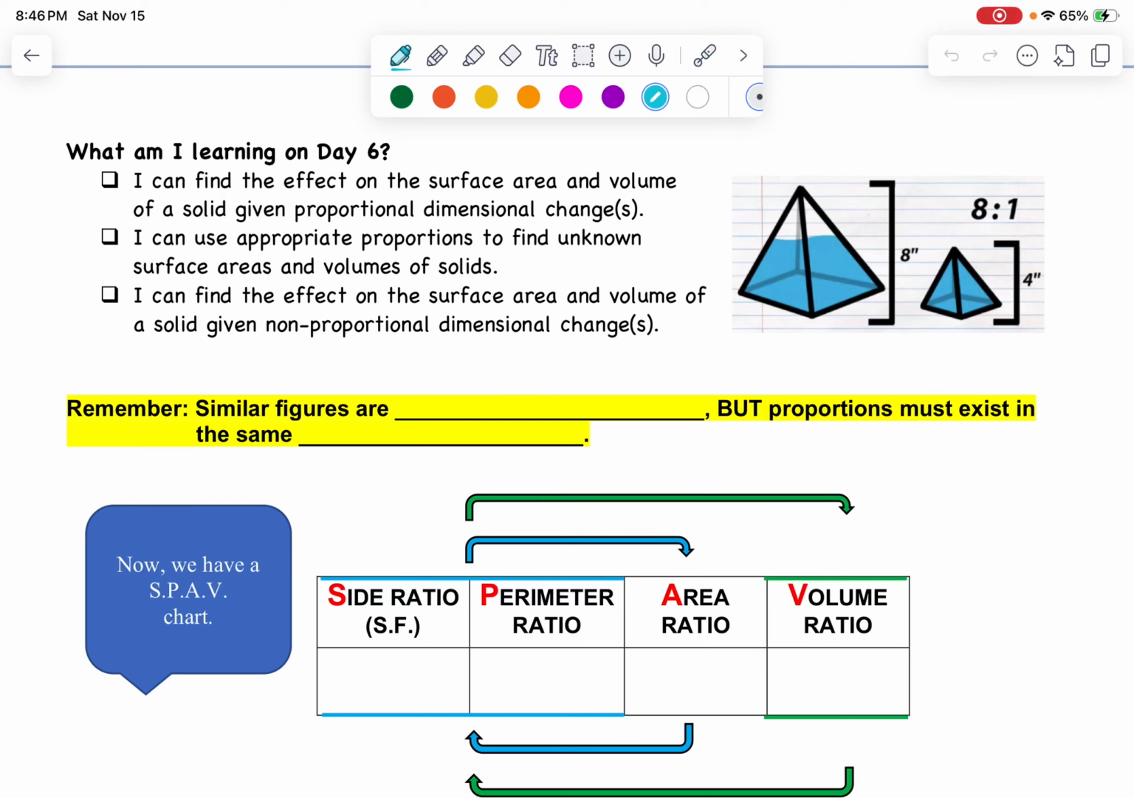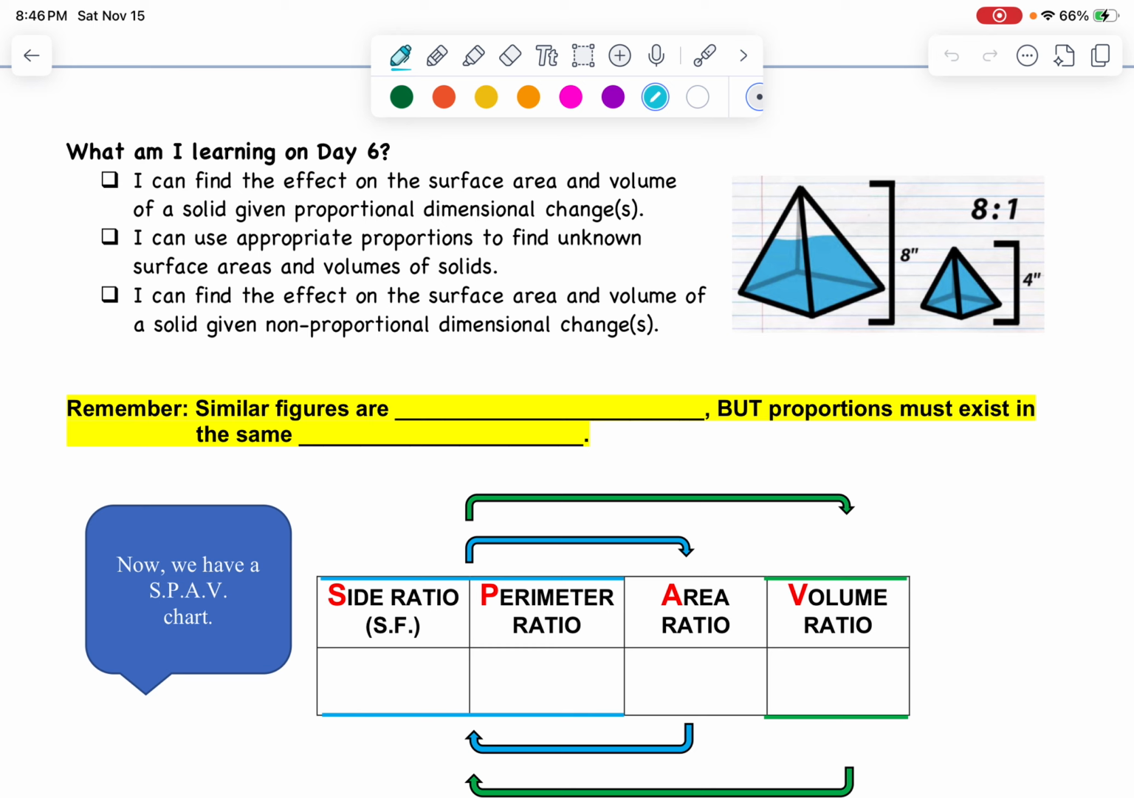All right, you guys, this is our very last day of notes for Unit 7. And we are going to be doing the proportional similar figures again. We did this in Unit 6. Remember, we made a SPA chart. Now we're going to do it with three-dimensional figures, which means we're adding a V for volume, for our three-dimensional space. So now we're going to have a SPAV chart, okay?